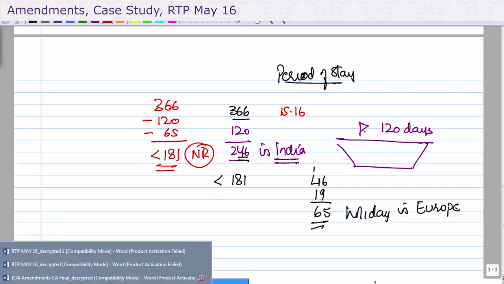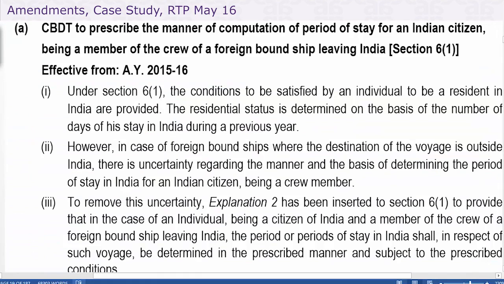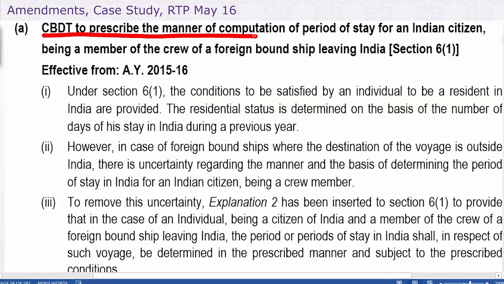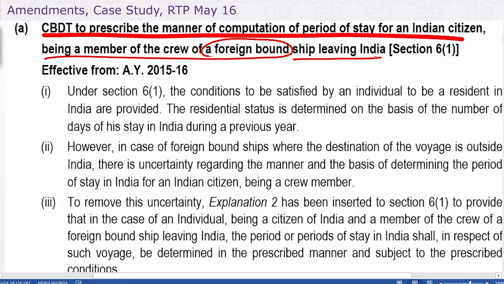So one is, while we look at the ICAI supplementary module, he says the CBDT is going to prescribe. Now the amendments basically said that the CBDT will prescribe the manner of computation of period of stay for an Indian citizen being a member of the crew of a foreign bound ship leaving India. Now we are not saying foreign ship, we are saying foreign bound ship.